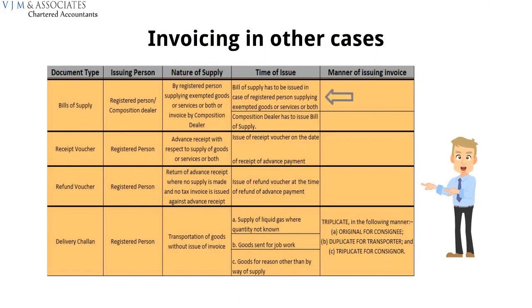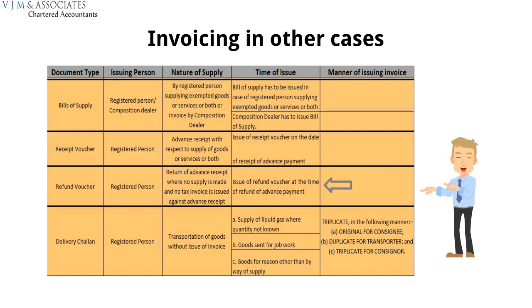A bill of supply will be issued where a person is engaged in the supply of exempted goods or exempted services. A registered person registered as a composition dealer will issue a bill of supply in place of a tax invoice. A receipt voucher will be issued where a registered person receives payment in advance, on the date of receipt of the advance payment.